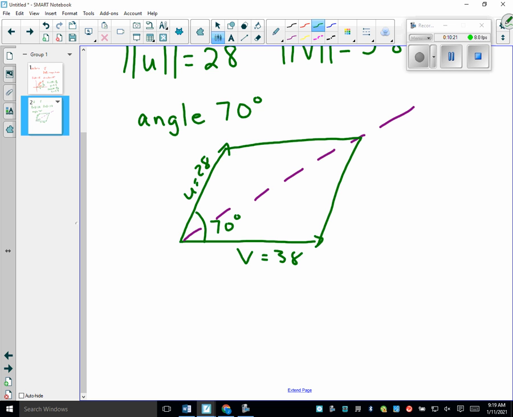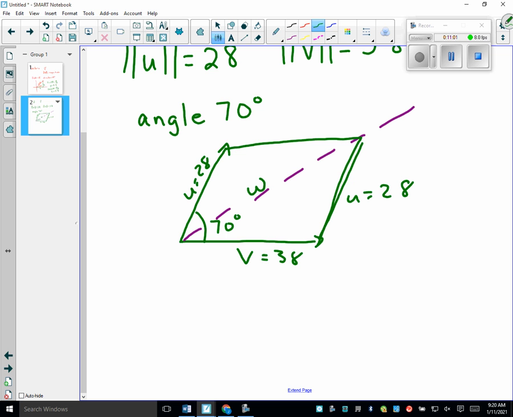If it's a parallelogram, what is this side right here? U. What I want to find is the resultant, and when I find the resultant, it will have a magnitude and a direction. All right? So my resultant, I'm going to call W.